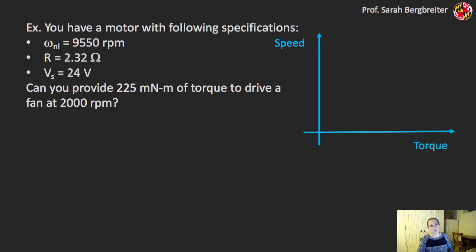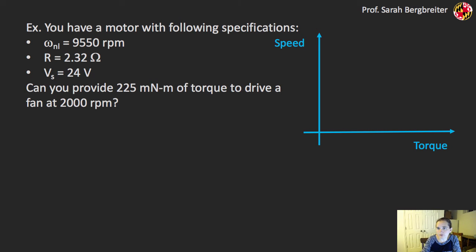In this case, you have a random motor sitting around where it has some specifications that you've, say, looked up on a data sheet or measured independently. And you have a no-load speed of 9,550 RPM. You have a coil resistance of 2.32 ohms, and you can apply a supply voltage up to 24 volts. And so the question is, can you provide 225 millinewton meters of torque to drive a fan at 2,000 RPM?